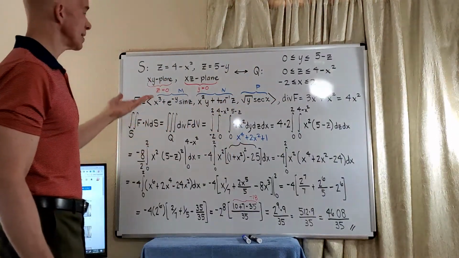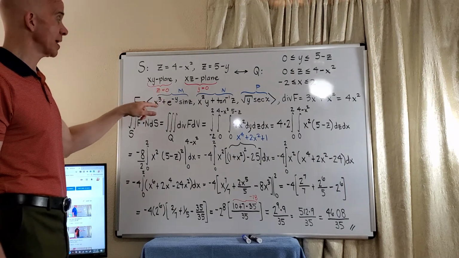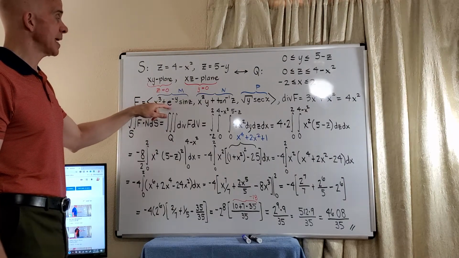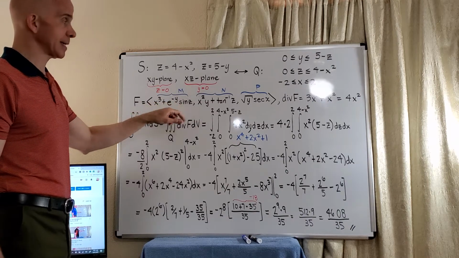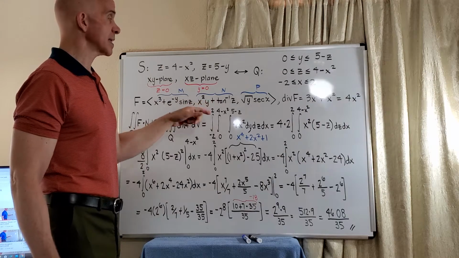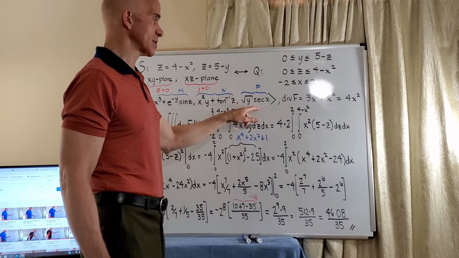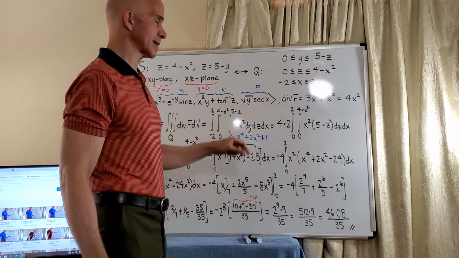So now let's look at the vector field. The first coordinate, or the m, is x cubed plus e to the minus y sine z. The second coordinate, or n, is x squared y plus the inverse tangent of z. And the third coordinate, p, is the square root of y times secant x.